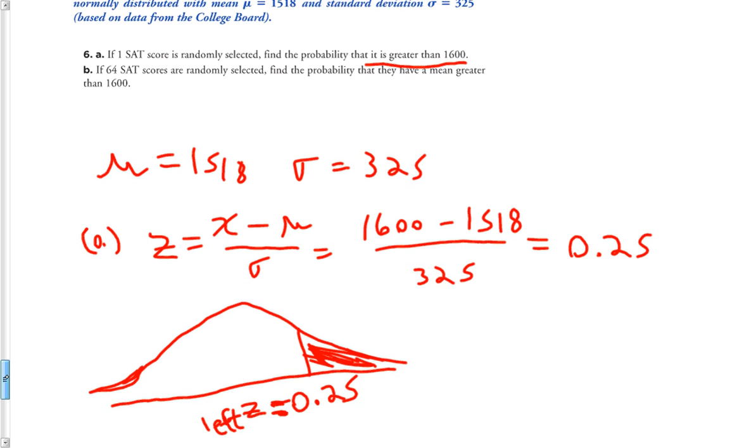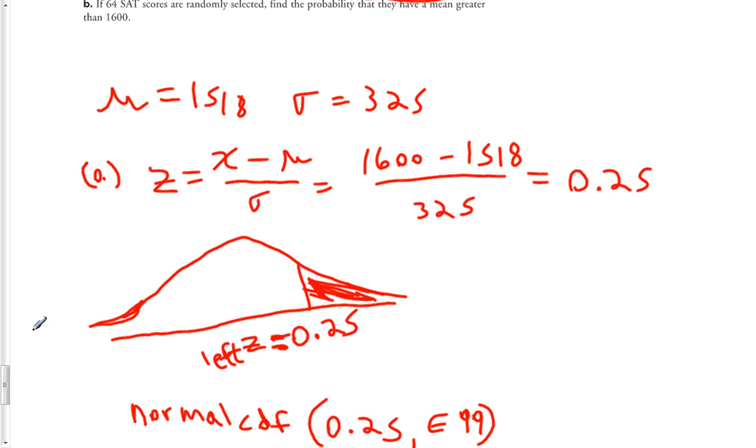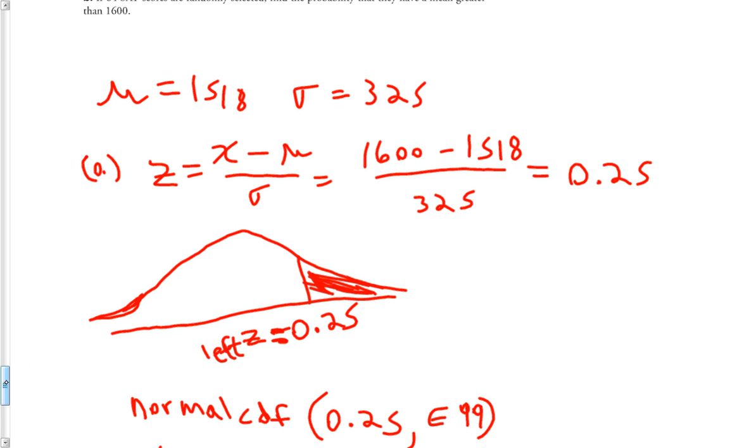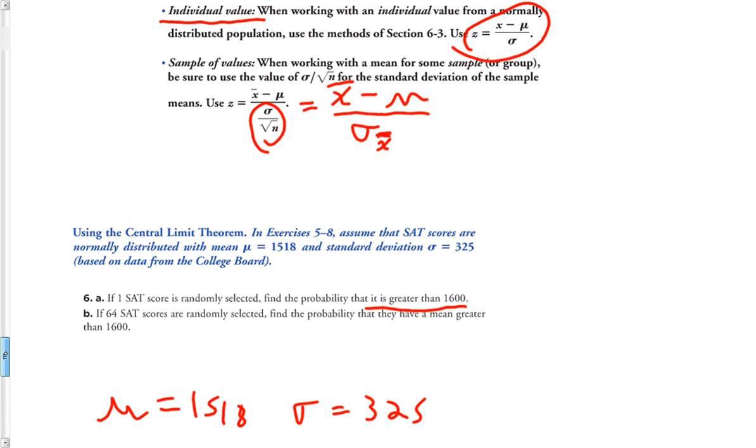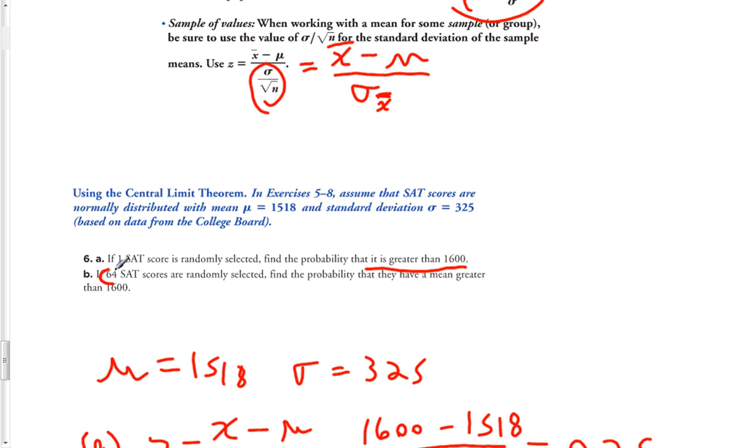All right, let's take a look at part B. Part B says if 64 SAT scores are randomly selected, find the probability that they have a mean greater than 1600. So this is pretty much the same question, except now we're looking at a sample of size 64. So now we have a value for n. So we're not using that formula for a single value anymore, because now I have 64 values and they have a mean.